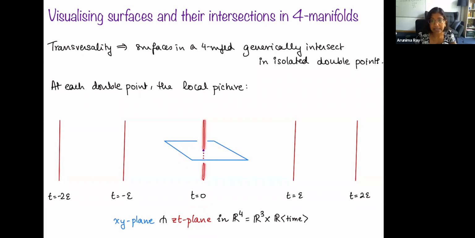But then as T changes, I'm going to see other vertical line segments, vertical axes, as I move backwards and forwards in time. If I take all of these vertical lines together, they're going to trace out for me the ZT plane. And then I see that the intersection point between the red plane and the blue plane is precisely that point at the origin, as I expected.